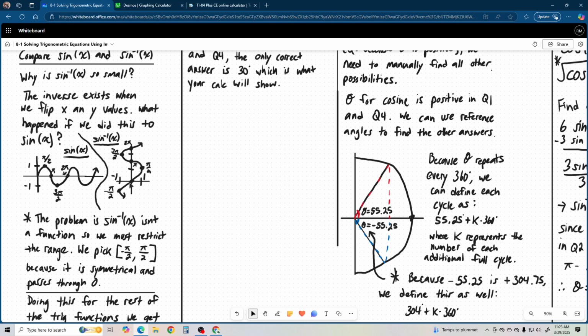Now, what happens if I put in a 0 for inverse sine? If I plug in a 0 here, you'll notice that there's tons of points that this hits, right? It'll actually have an infinite number of points, and that can't exist as a function. So the problem is that inverse sine of x isn't a function the way it would naturally occur. So we have to restrict the range of this, right?